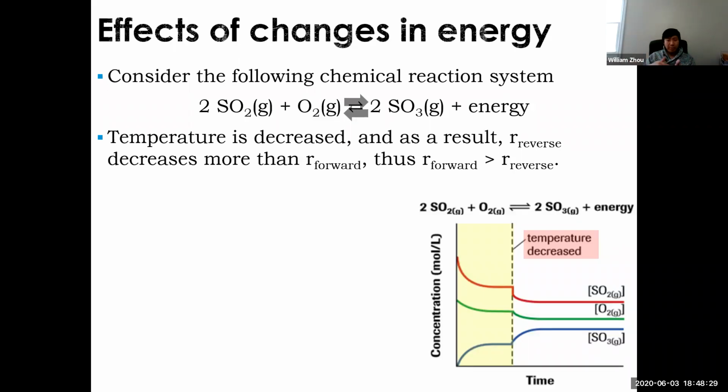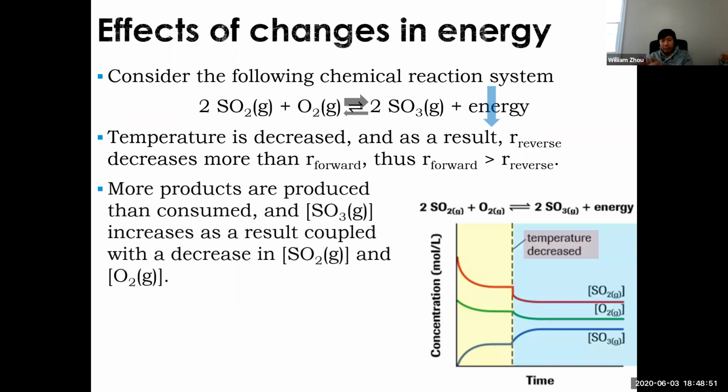So here, endothermic, exothermic, very big difference. The reliance on temperature is different. So you decrease the temperature, you screw up the reverse reaction a lot more than you screw up the forward. So forward now wins. You lose energy. The reverse reaction is now a lot slower. The forward reaction was only a little bit slower. So you have more products produced because the forward reaction is now beating the reverse reaction. So you have a net increase in the products and a net decrease in the reactants.